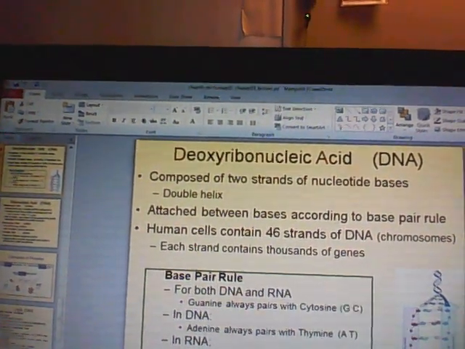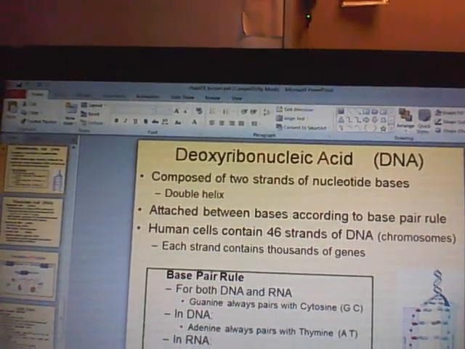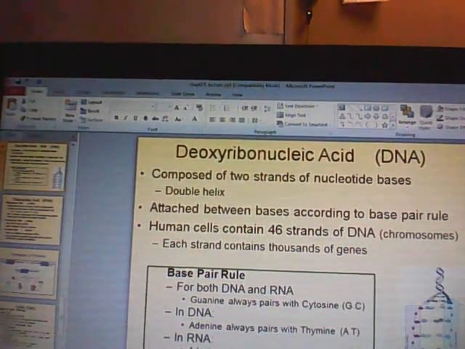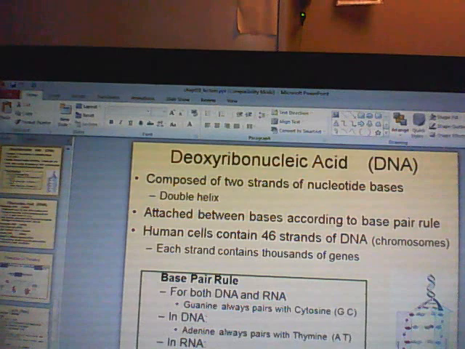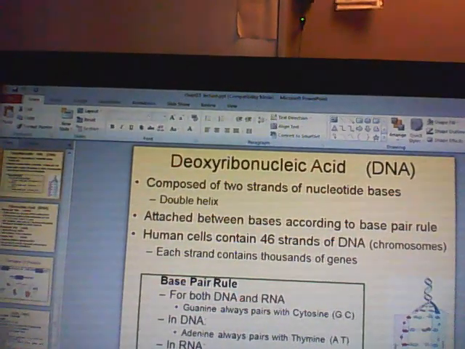So humans have 46 strands of DNA known as chromosomes. You get 23 from your mom and 23 from your dad. And so that gives us 23 pairs of 46 single chromosomes.